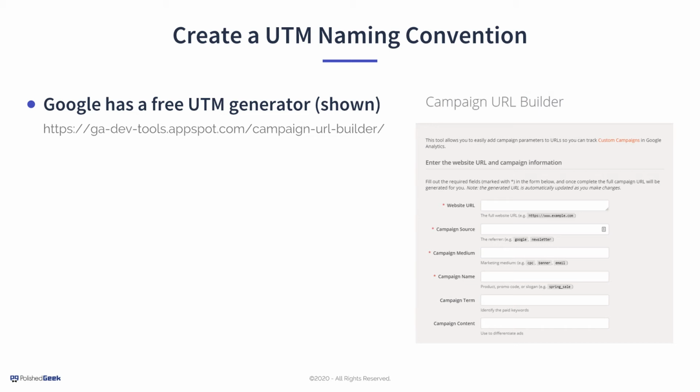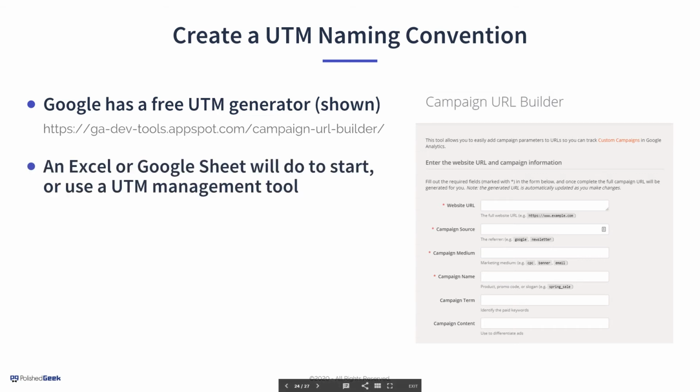So there's a free UTM generator where you can put the right things in and Google will give you the UTM that you should use at the end. Ta-da, there it is, right? Another thing is you can just use an Excel or a Google Sheet with a little generator on the side. There's a bunch of those online. Or there are UTM management tools that will allow you to set specific things that are allowed, so that someone can't actually spell something wrong or whatever.